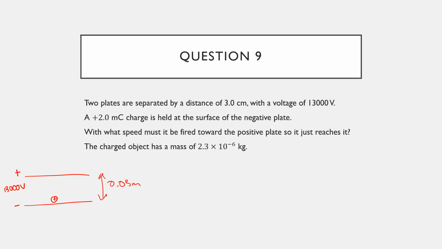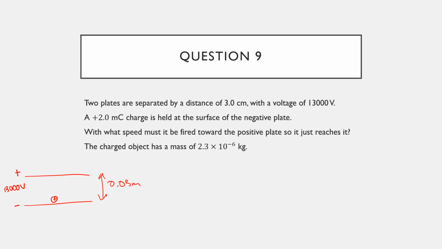So think about what that charge wants to do. Okay, the electric field is going to tell that charge to go down towards the negative plate, because positive gets attracted to negative. So if you let that go, it's not going to go anywhere because it's already at the negative plate. It's not going to move. The question says though, with what speed must it be fired towards the positive plate so it just reaches it?